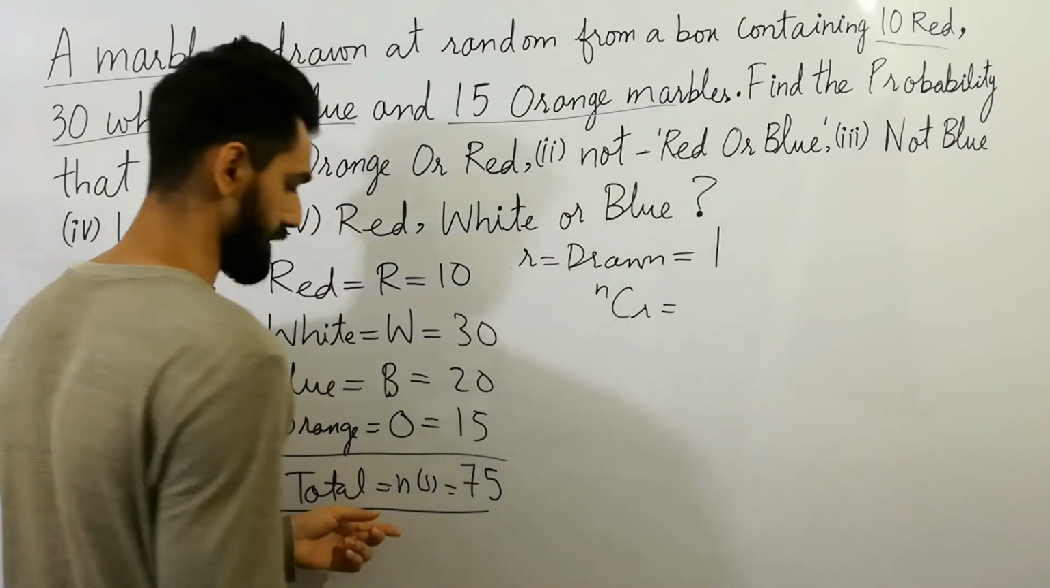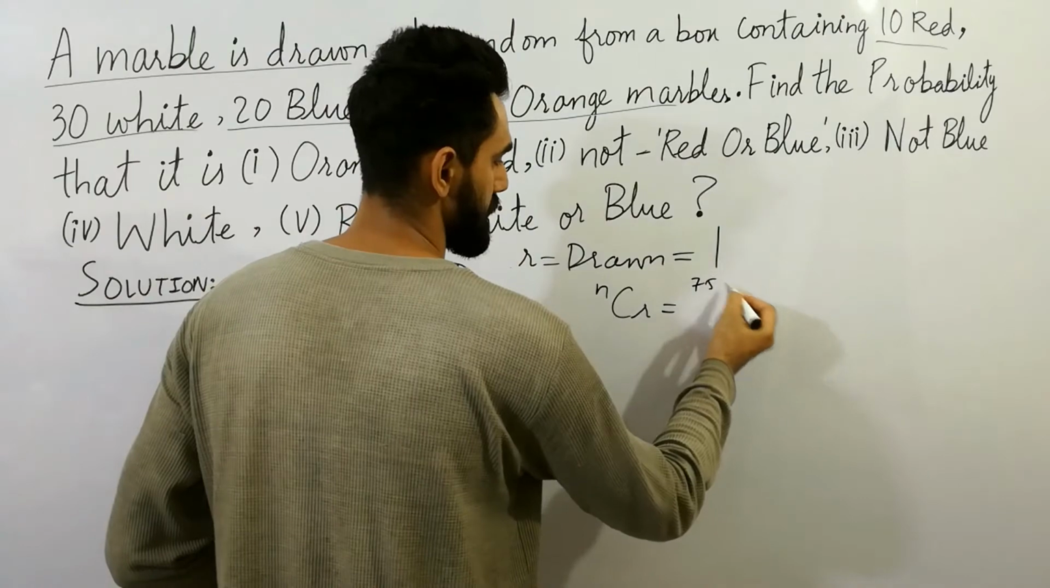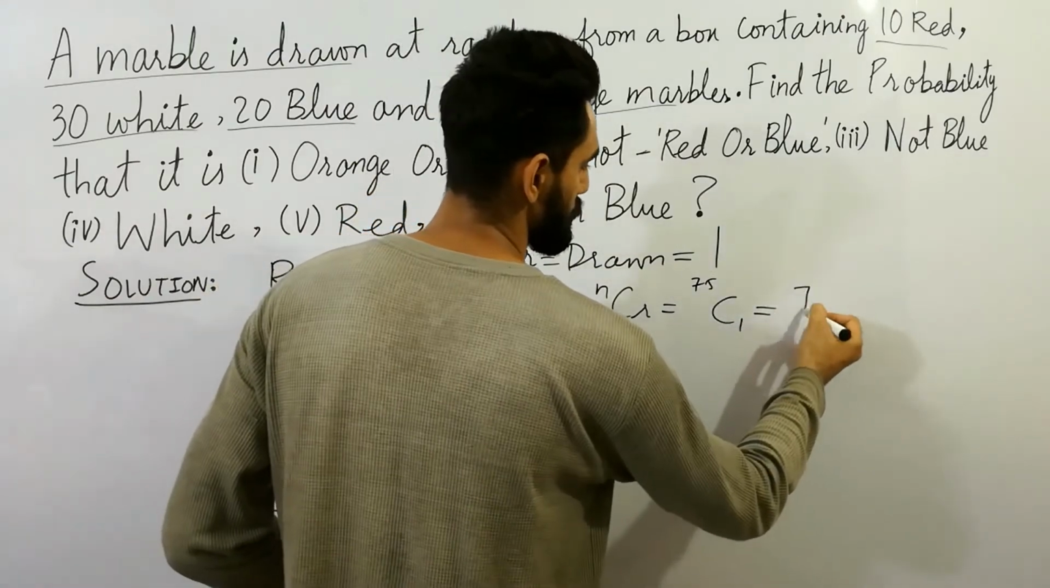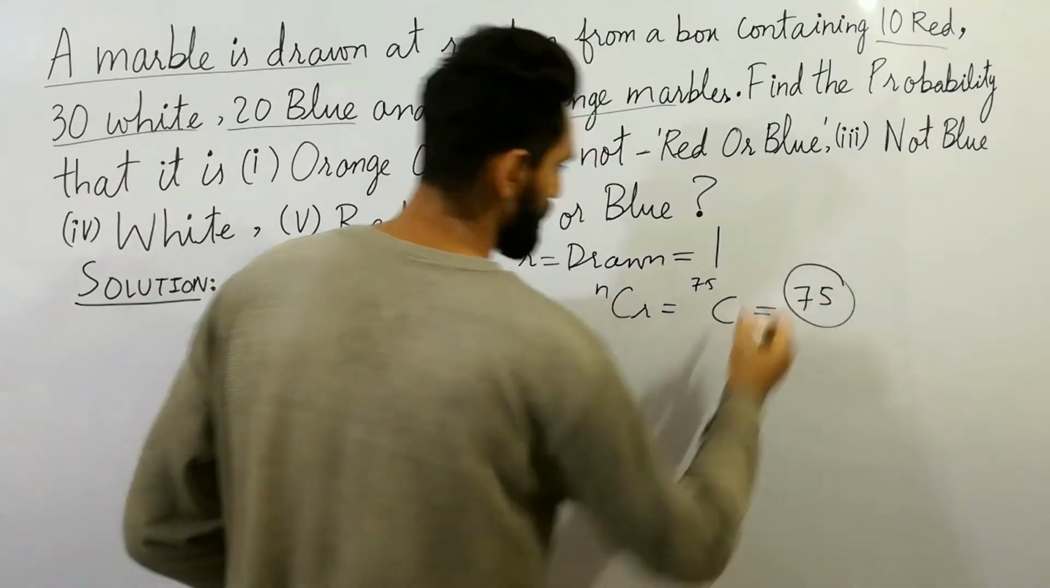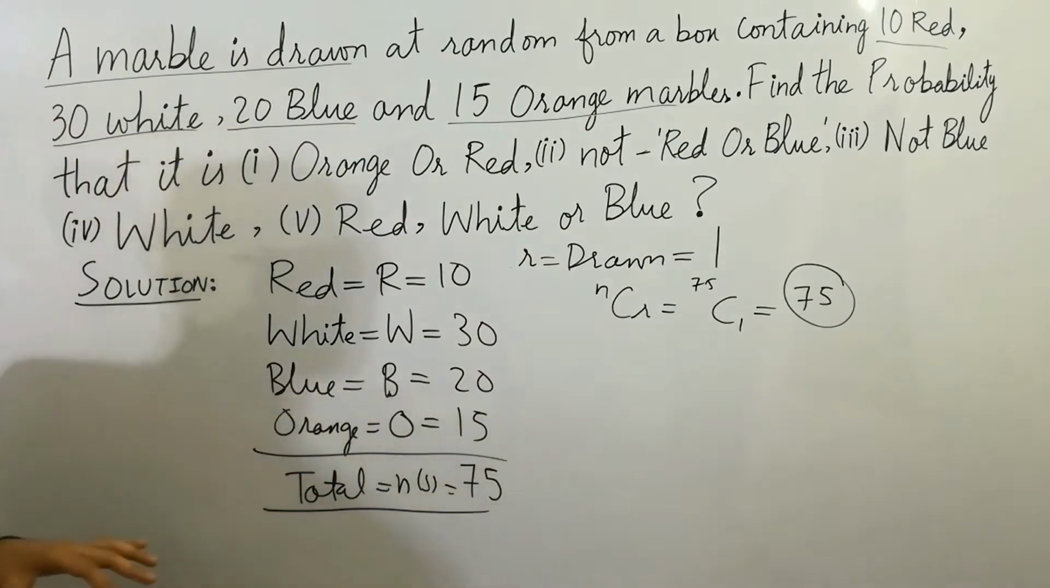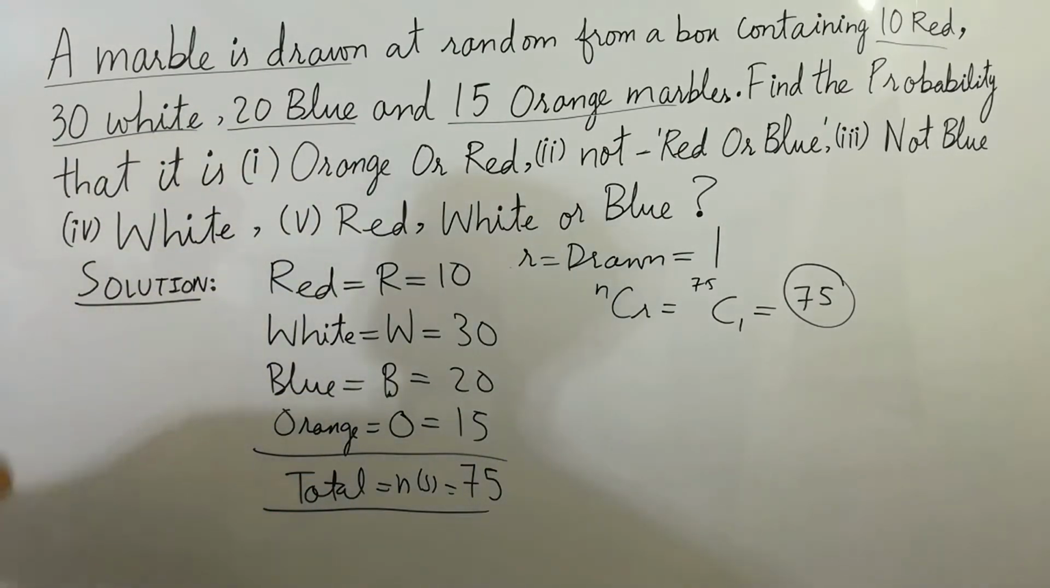N will be 75, and r is 1, so 75C1 is equal to 75. So 75 is the total sample space.